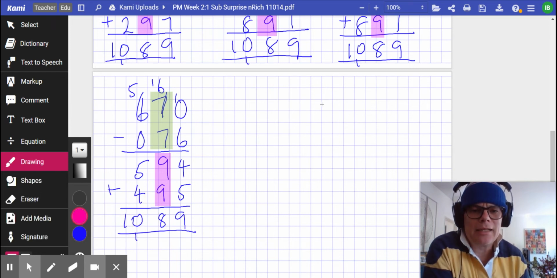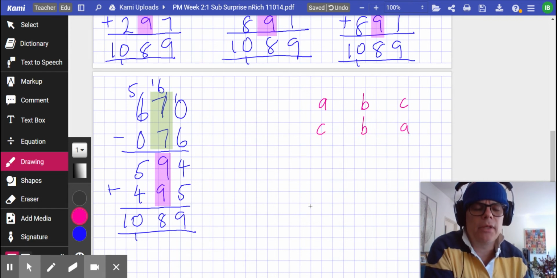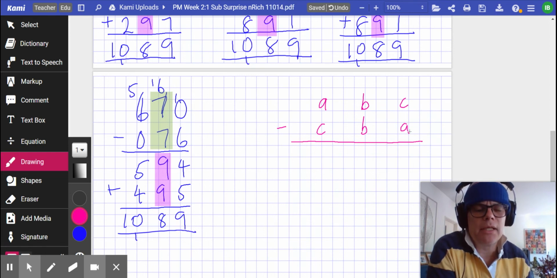So if I choose a number, I'm just going to use lowercase letters like this to signify some digits. So these are digits. And I know that A, whatever number's here, is bigger than C. So if I reverse it, I'll end up with that type of number. So I'm using letters to signify numbers, or digits in this case. Now, if I subtract here, what will happen? Let's have a look. Well, I know that this digit C will always be less than this digit A. So I'm always going to have to borrow 1 from here.